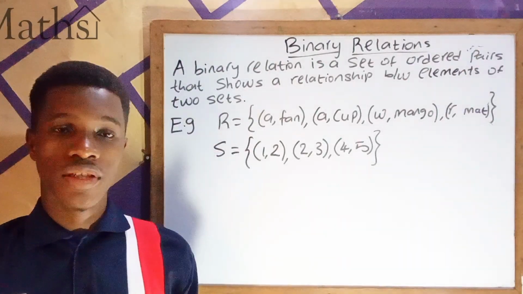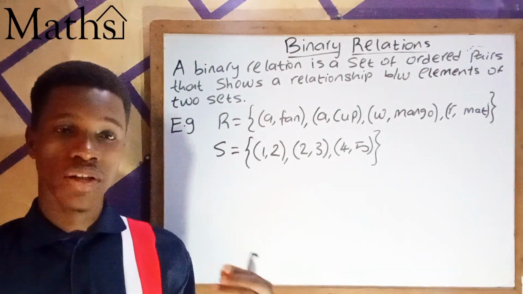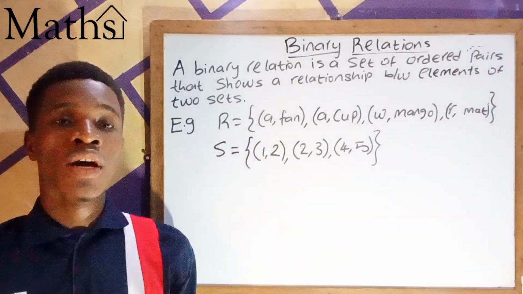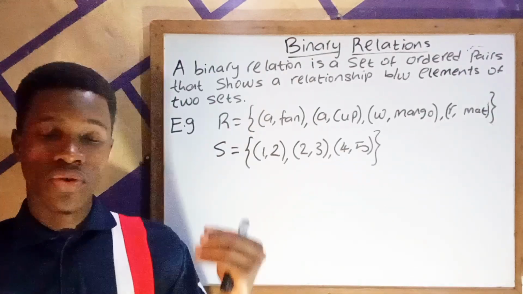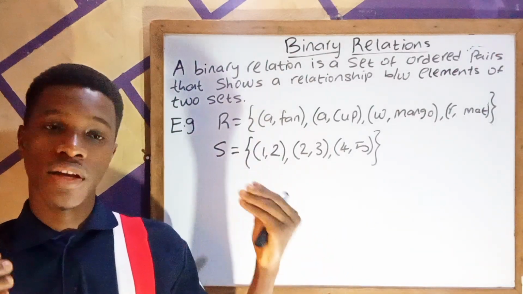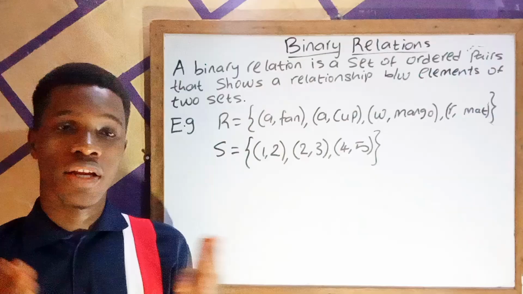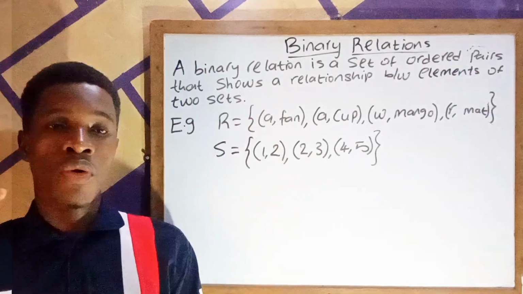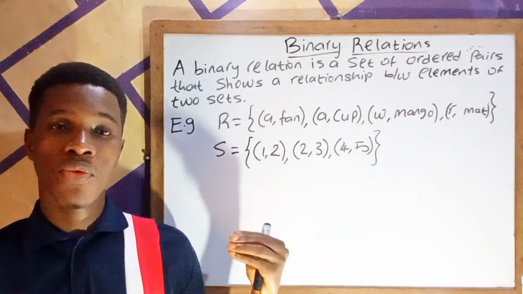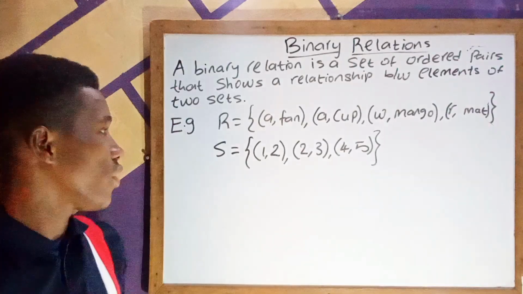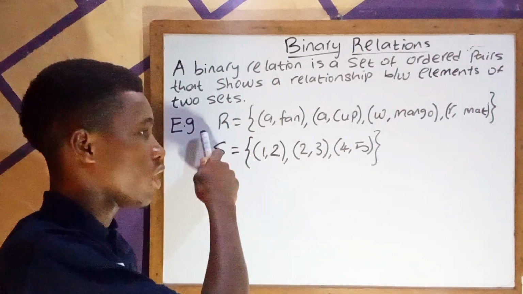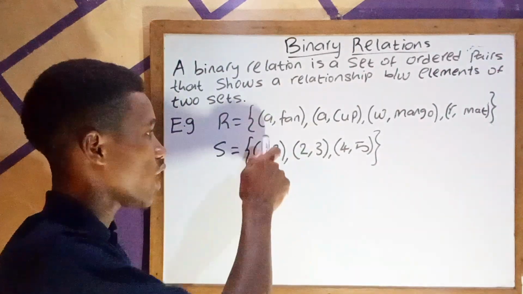A binary relation is a set of ordered pairs that shows the relationship between elements of two sets. This concept is primarily concerned with the association of one element with another, say a mother and child, a boy and a girl, green and blue, ordered pairs based on how we define them. Now from the example we have here, we have R as our binary relation, and the elements of the binary relation are these ordered pairs.